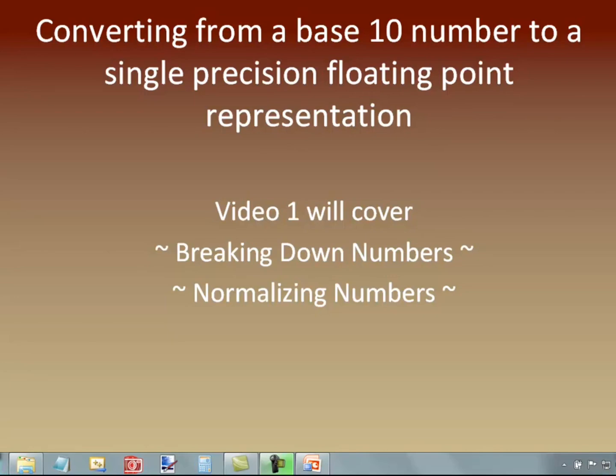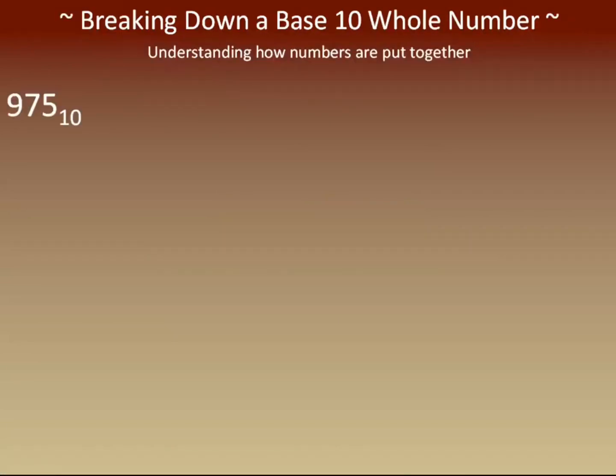For base 10, this is how it looks when a number breaks down. Let's say 975, which is a whole number. Remember, 975 is the same as 975 times 10 to the 0 power. And remember that any number to the 0 power is 1. So 975 times 10 to the 0 power is actually 975 times 1, which is still 975.